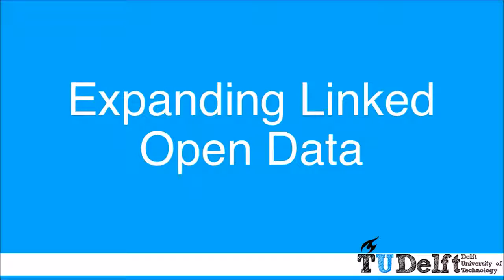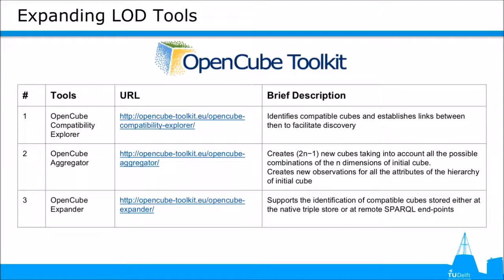The second part is expanding LOD. These tools are needed if you have an existing data cube and need to expand the cube. Expanding means adding new rows or columns to the cube as well as updating the existing data. There are 3 tools provided in the toolkit. They are OpenCube Compatibility Explorer, OpenCube Aggregator, and OpenCube Expander. However, you can skip this part if you have no previous data cube in the system.